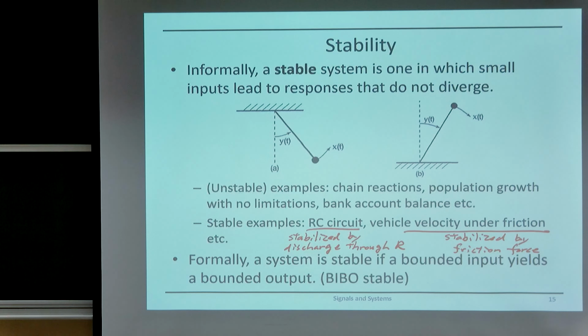Now, more formally, mathematically, we're going to define a system to be stable if a bounded input yields a bounded output. And this is what we call bounded input, bounded output stable, or BIBO stable for short.